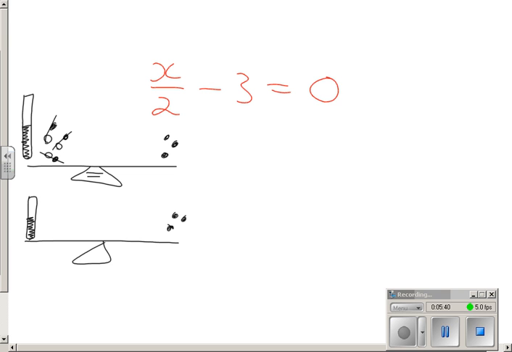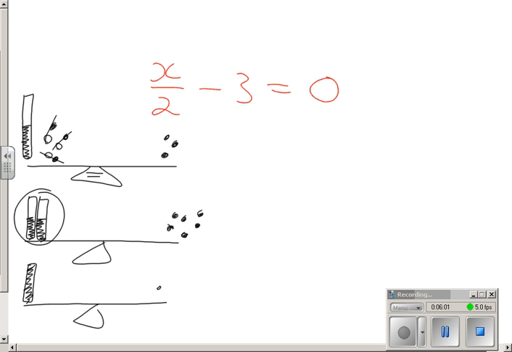But since I don't want to know what half a value of x is, I want to know what a full value x is, I'm just going to double it. I'm actually going to double this side, and I'm going to double the weight of this side. Just double whatever was on both sides. Now this is actually a full x. Right? I'll just shade it in to show you it's a full x, because 2 halves make a whole. And over here we have 6 of them. So my answer is x equals 6.